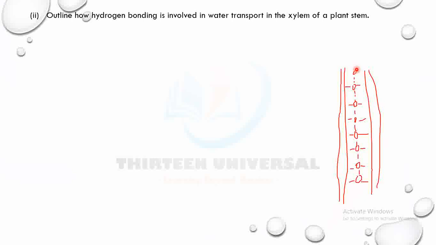Now, as water molecules at the top of the xylem leave the xylem, to replace water lost by transpiration, it pulls other water molecules beneath it. That's cohesion tension. That's transpiration pull. Transpiration pull helps to move water in the water column from the root to the leaf.